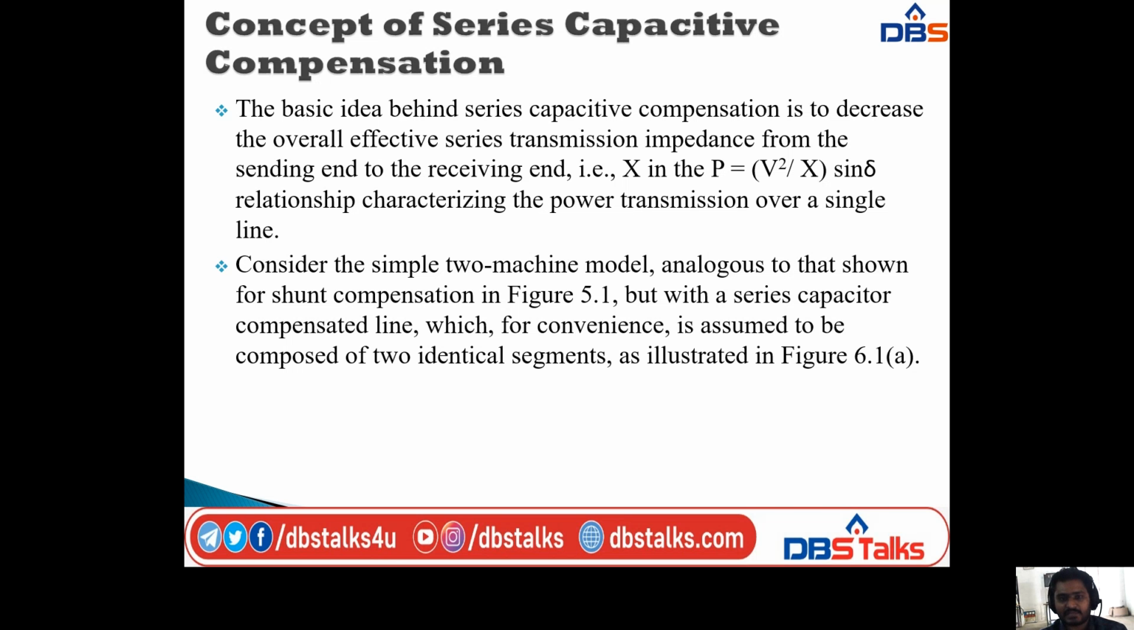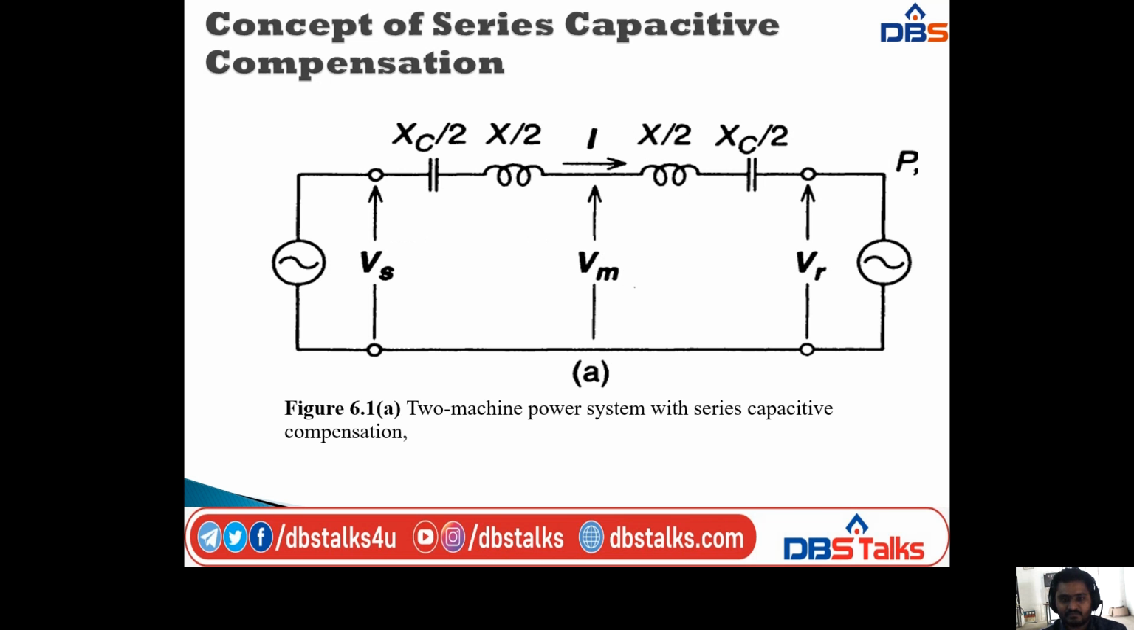I will show the diagram. This is a two machine power system with series capacitor compensation. Here I am taking the sending end and receiving end voltages, Vs and Vr, and next we have capacitor and reactor combinations. The capacitor has the value Xc by 2 and the reactor has the value X by 2 on both sides. On the left side we have the combination of capacitor and inductor, Xc by 2 and X by 2, the whole current flowing into the system is I, and the midpoint voltage is Vm.